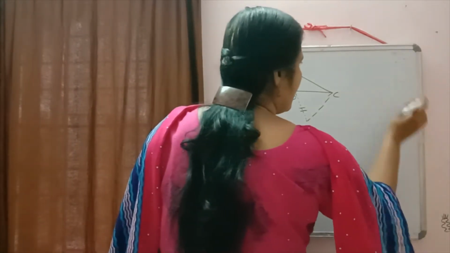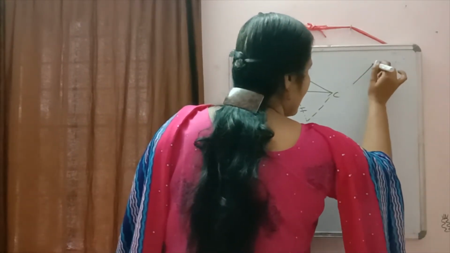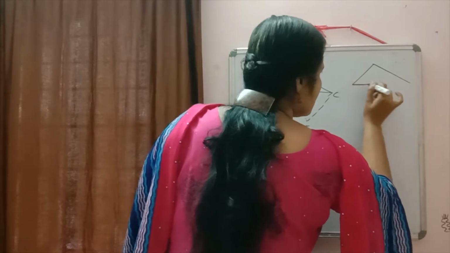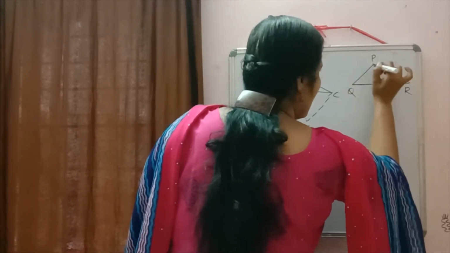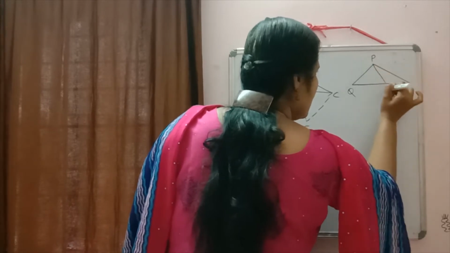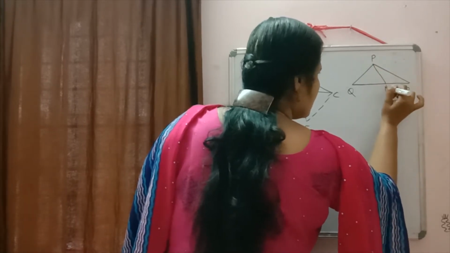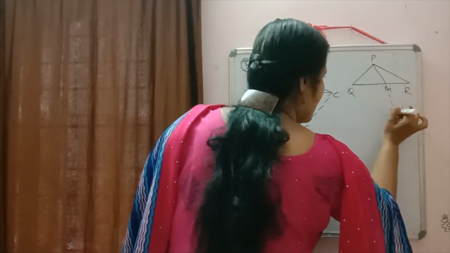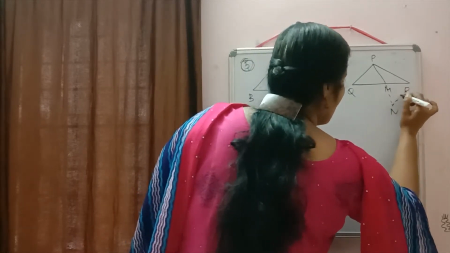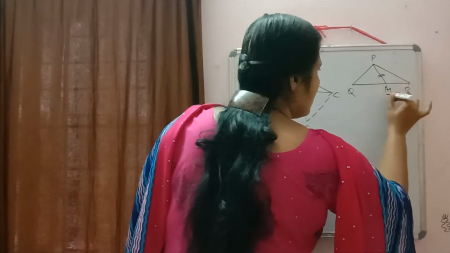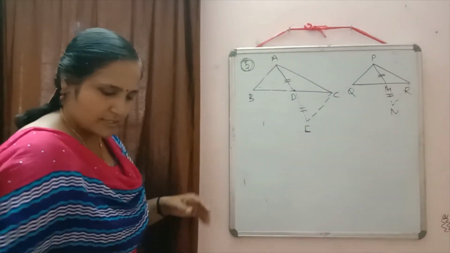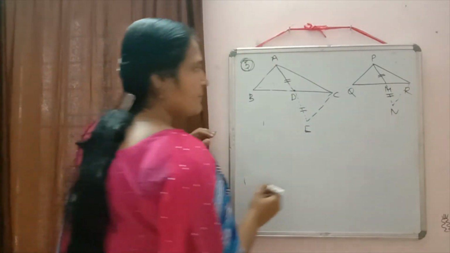Then triangle PQR I am drawing as a small triangle here, otherwise space will not be sufficient there. Triangle PQR, and PM is the median given. So here also I will extend this to the point N, and then we will join RN, such that PM is equal to MN. So just write down the construction there.